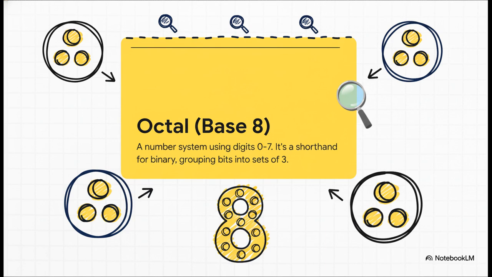And that's where Octal steps in. This is a base 8 system, which means it uses digits from 0 to 7. Now here's the magic trick. It takes that long, ugly binary string and groups the digits into nice, neat little sets of 3. All of a sudden, these huge numbers become much shorter and a lot easier for our human brains to handle.